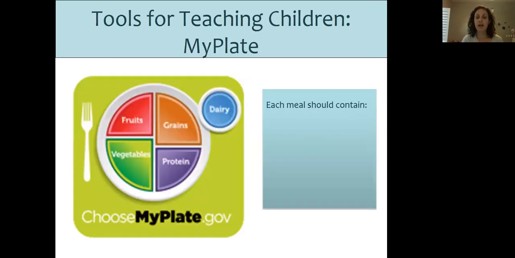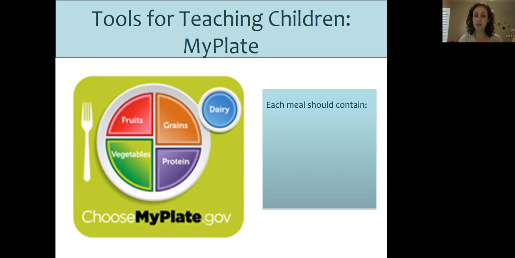Okay, so tools for teaching. MyPlate is one of the focuses of your textbook, and it's a focus from our federal government in how we should think about what we serve children and to teach them about food groups. And it's actually a really good tool because it's easy to look at your plate and think, do I have these 4 things?